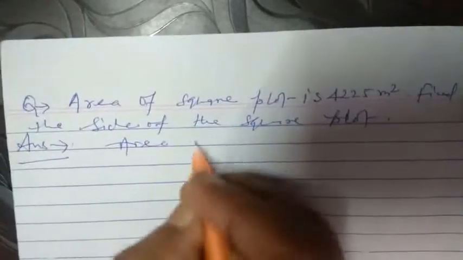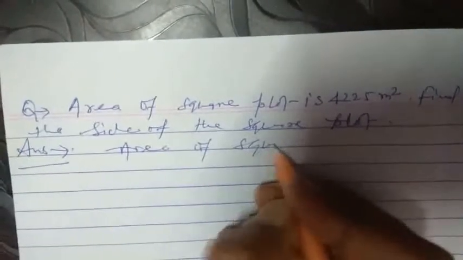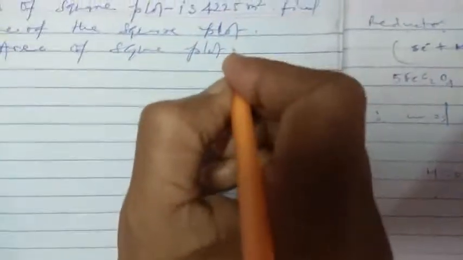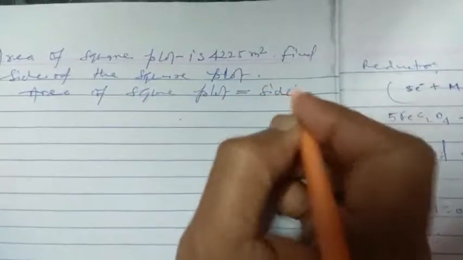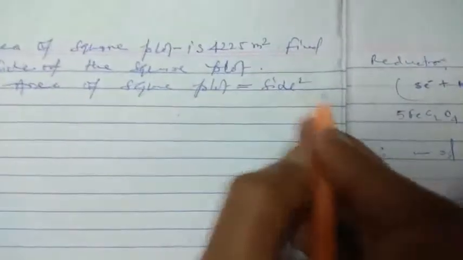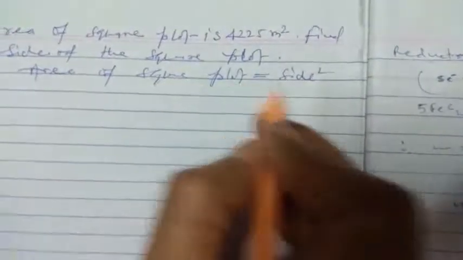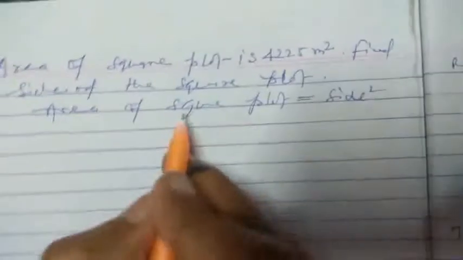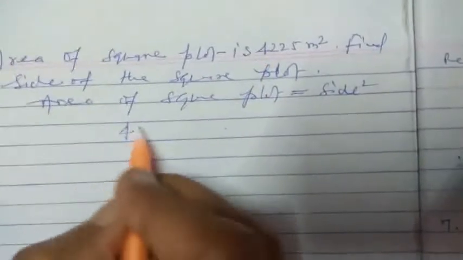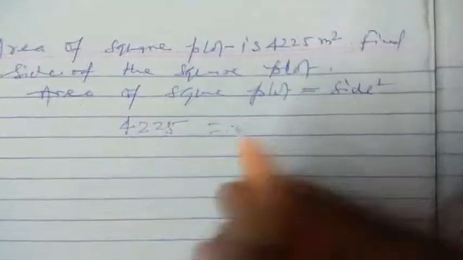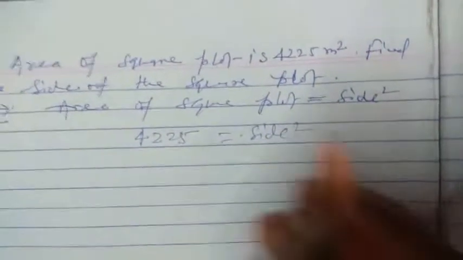Area of a square plot is equal to side square, because the area of a square is equal to side into side. So you can write area of a square plot is equal to side square, and the area of the square plot is given, 4225 is equal to side square.